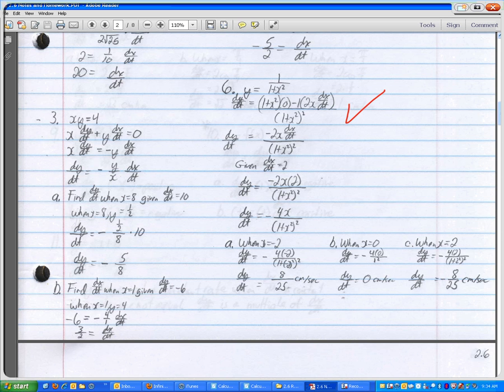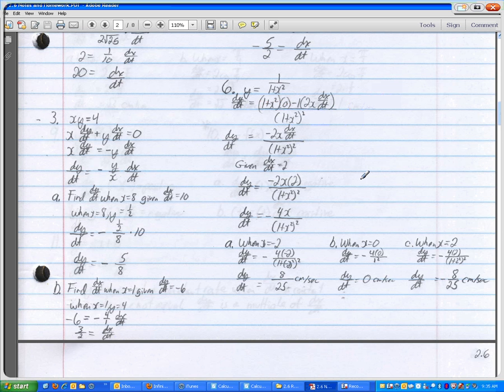Now, all that goes away because it's multiplied by 0. So I've got a negative 2x dx dt over that. And I don't have to leave the dx dt in the numerator. I could set it out like that, couldn't I? But that's about as good as I can do. That's a good version of my equation.